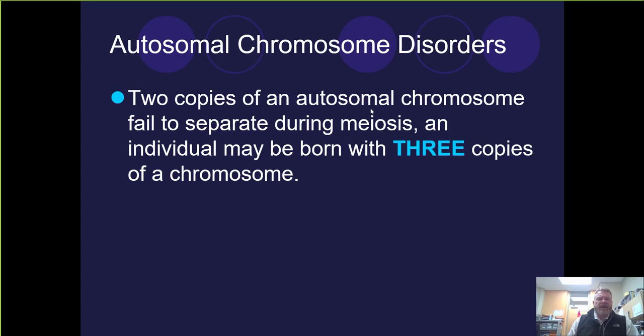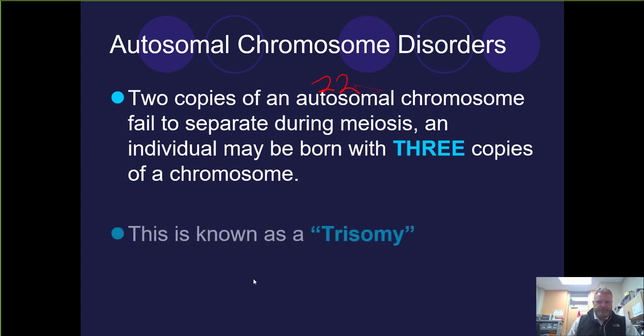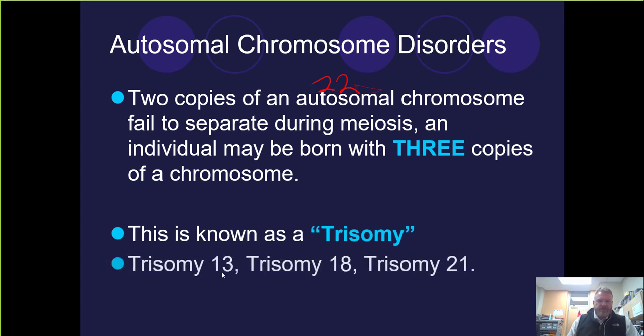And they're usually in the autosomal chromosomes. That does not always happen. Sometimes we get extra sex chromosomes, but most of the time it happens in the autosomal chromosomes, which are those 22 non-sex chromosomes. So trisomy 13, 18, and 21 are the most common.